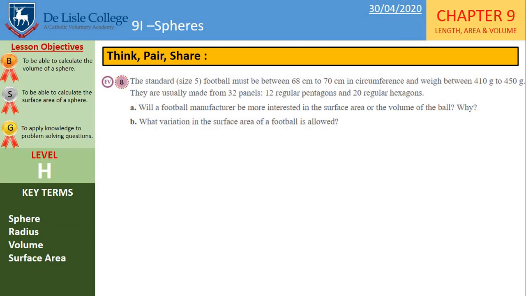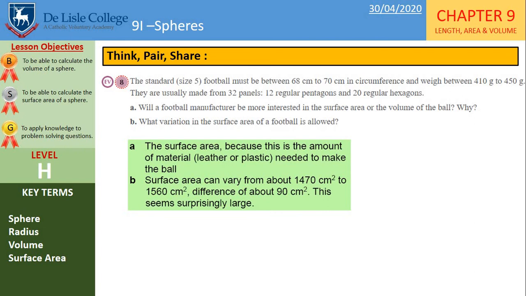Okay, so what we've got then is that a standard football must be between 68 and 70 centimetres in circumference and between 410 and 450 grams. We're told they're usually made up of 32 panels, so that won't be a perfect sphere, but for the purposes of our calculations, we're going to assume it's a spherical shape. So will the football manufacturer be more interested in the surface area or the volume, and why? Well, it will be the surface area because that's the amount of material that's needed to make the ball. And therefore we want the least amount of material so they can make the most amount of money on this.